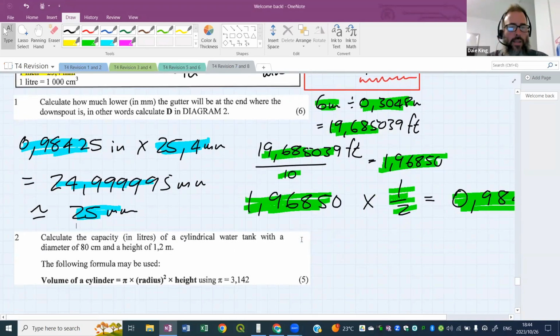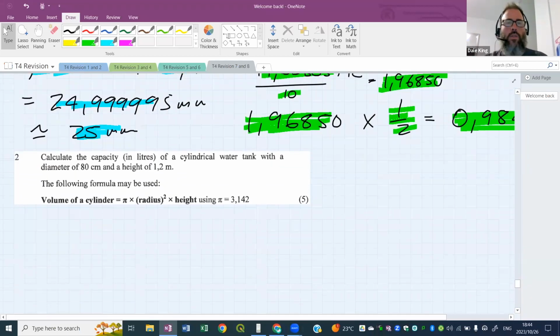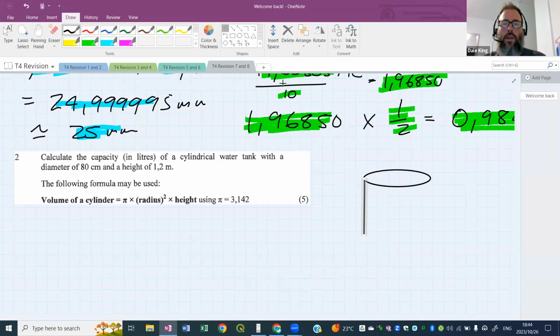Calculate the capacity in liters of a cylindrical water tank, obviously the rainwater tank, with a diameter of 80 centimeters and a height of 1.2. All right, so I'm going to draw a little diagram here. Okay, I'll draw it on the side so we don't have to keep on referring up to the top. So we've got a water tank here.